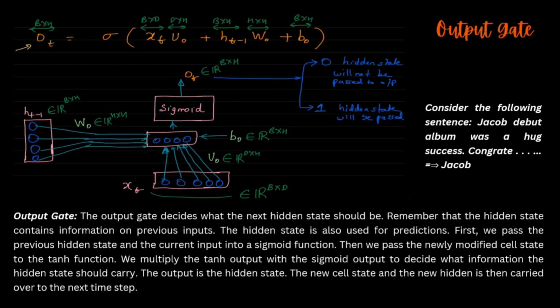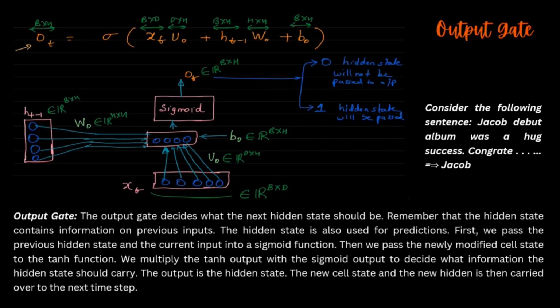Now let's move to the output gate. The output gate decides what the next hidden state should be. Remember that the hidden state contains information on previous inputs. The hidden state is also used for prediction.